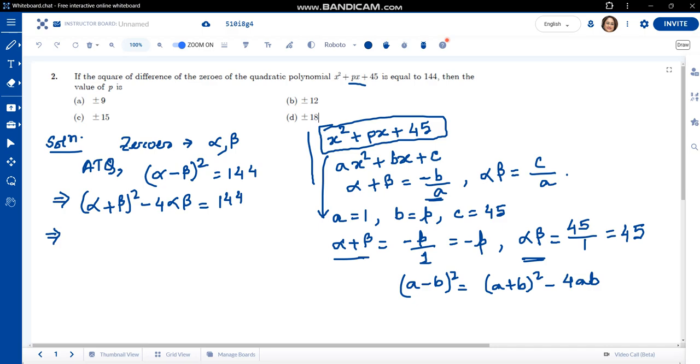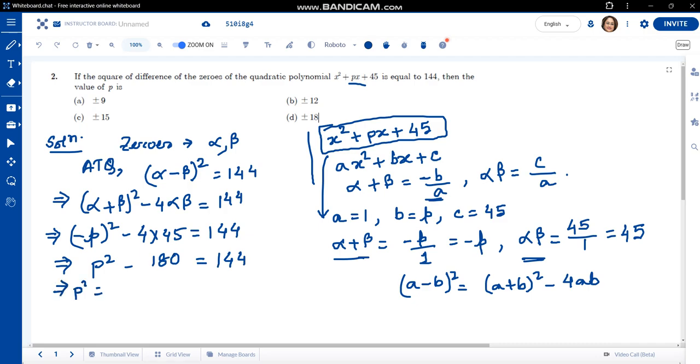Now replace the values, that is minus p whole square minus 4 into 45, means p square minus 180, equals 144. That means p square equals 180 plus 144, which is 324. So that means p equals square root of 324, which can be positive or negative.